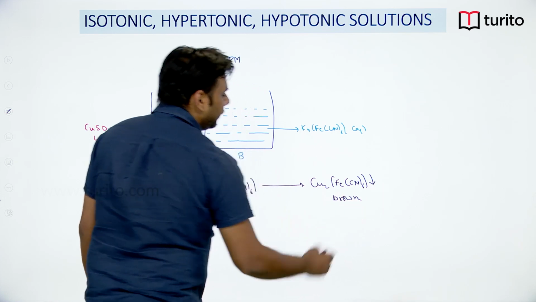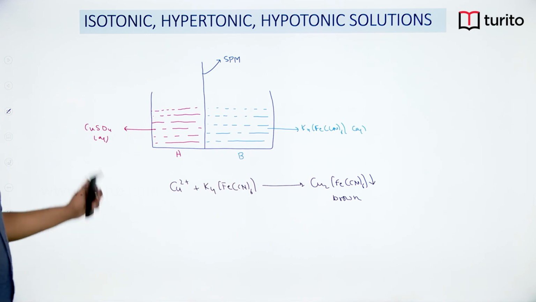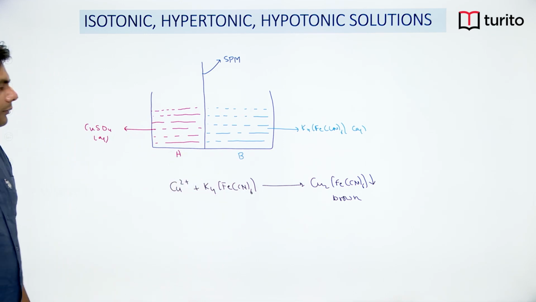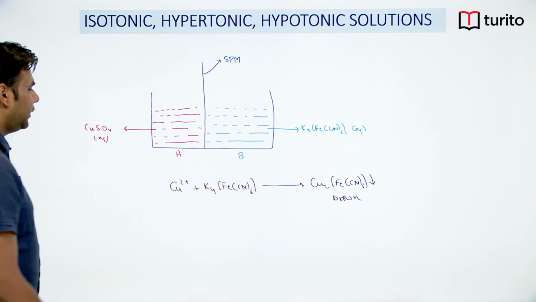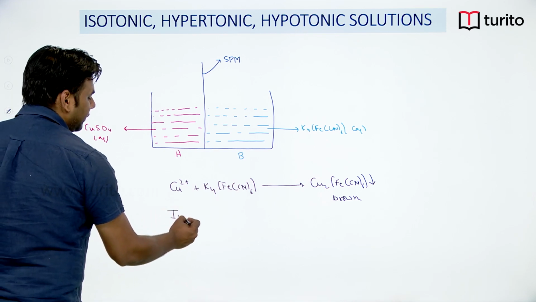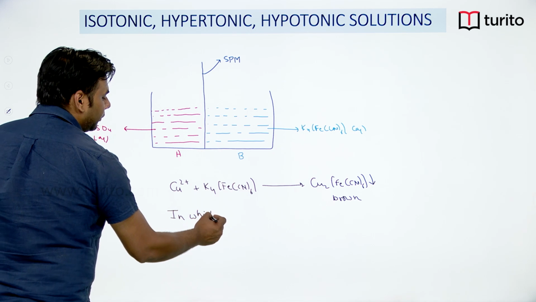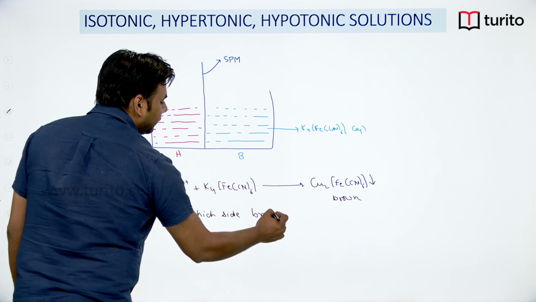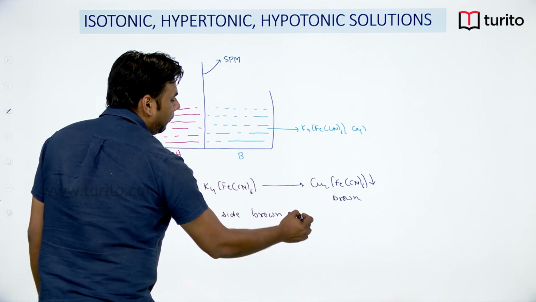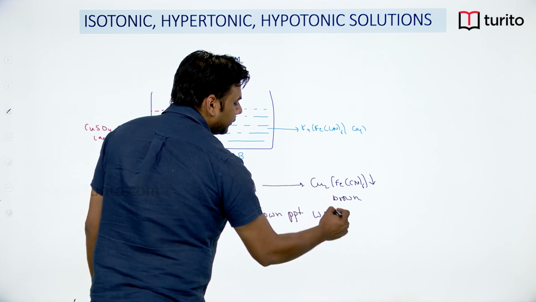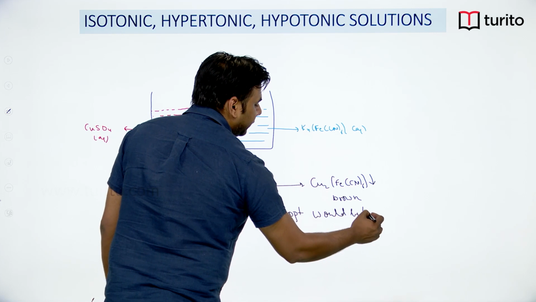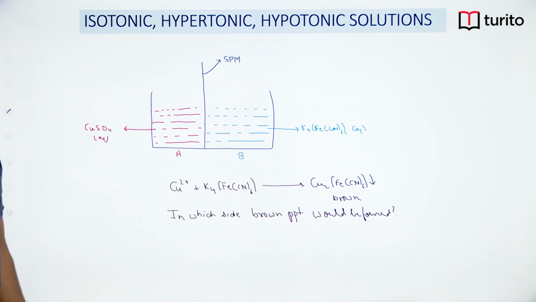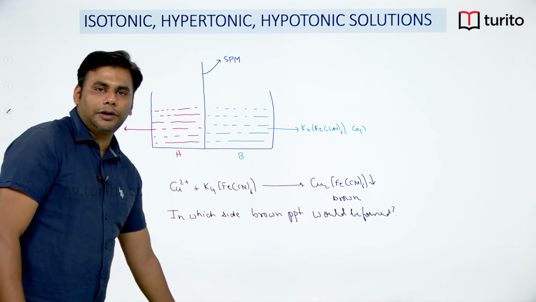So this has been given to us that when Cu2+ reacts with K4[Fe(CN)6], it forms a brown color precipitate. Now the question is, in which side would this precipitate be formed? In which side would the brown precipitate be formed, A side or B side?